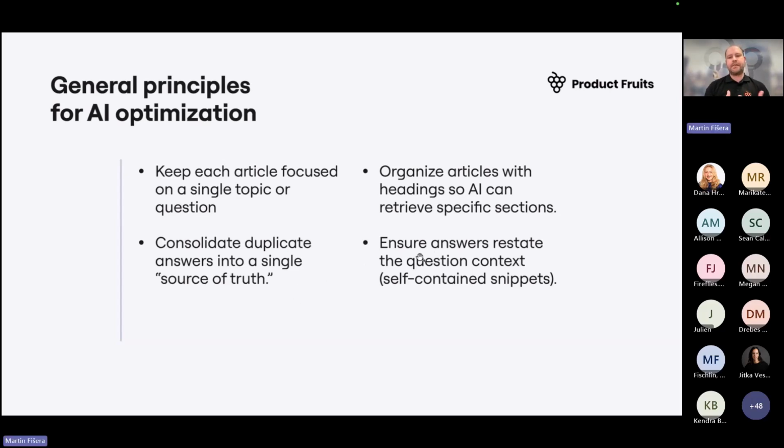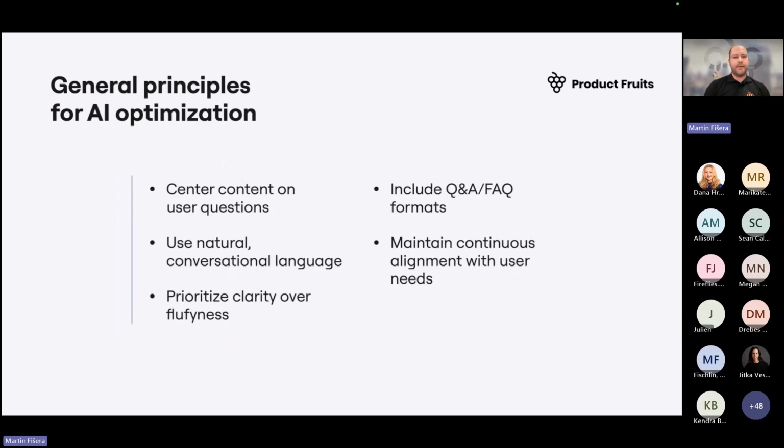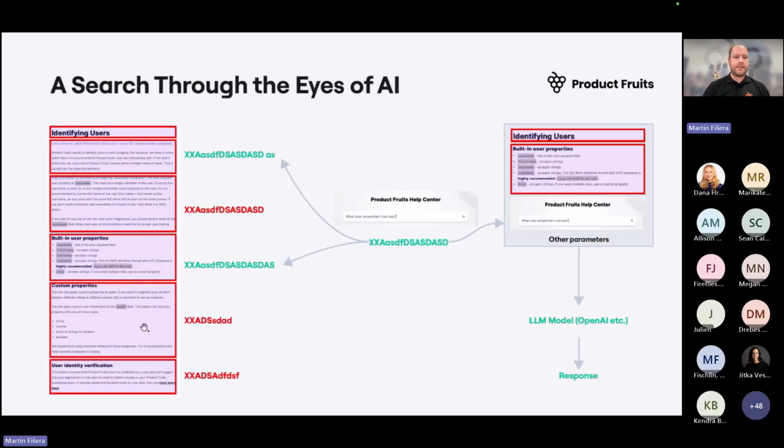And again, ensure answers restate the question context, right? Imagine if you have a question and answer here, it should be in this one box. There should be the question and all the context needed to answer this question in this box. So it should be right next to that question. Okay.